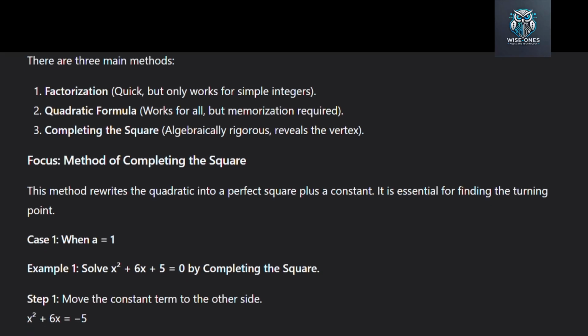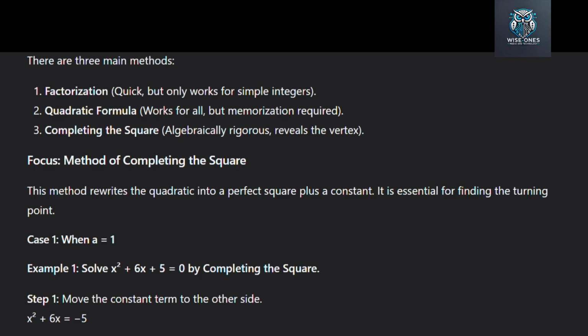Method 2 is the quadratic formula. This works for all equations, but you have to memorize the formula. Method 3 is completing the square. This is algebraically rigorous. It reveals the vertex of the parabola. This is the method we are going to focus on today, because it helps us with many other things later.